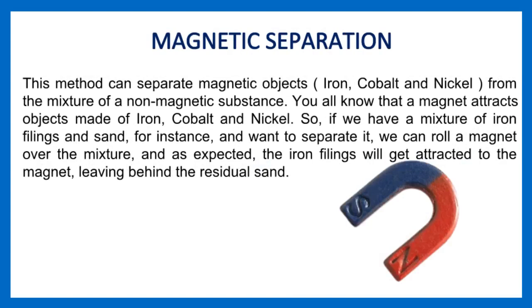You know that magnetic substances such as iron get attracted towards a pole of a magnet. That way, we can separate magnetic objects from a mixture of it and a non-magnetic substance, such as sand. We can separate iron filings from the mixture of it and sand by rolling a magnet over it. That way, we can separate magnetic substances from non-magnetic substances.